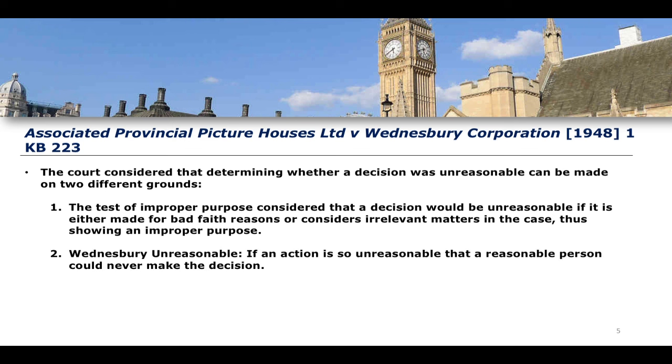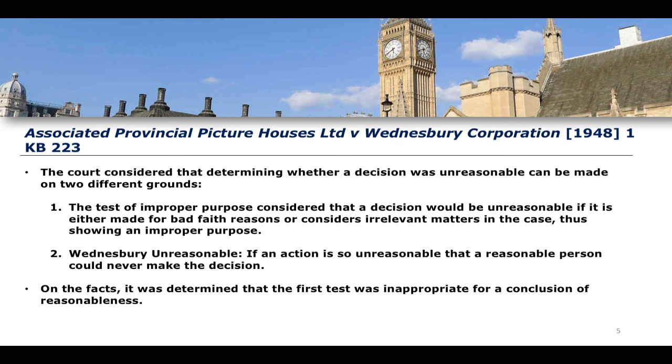The second ground for which a decision can be understood as unreasonable is the idea of Wednesbury unreasonableness, i.e. that if an action is so unreasonable that a person who is reasonable could never make that decision, then it is considered to be Wednesbury unreasonable.